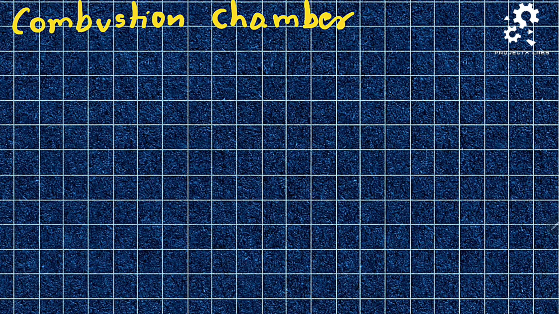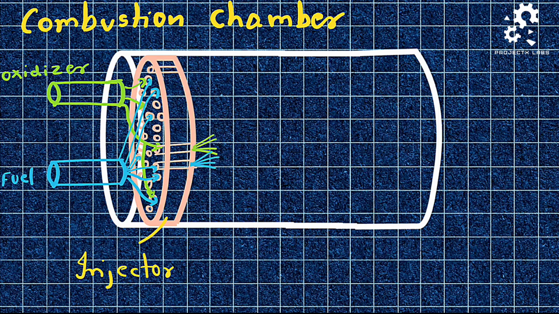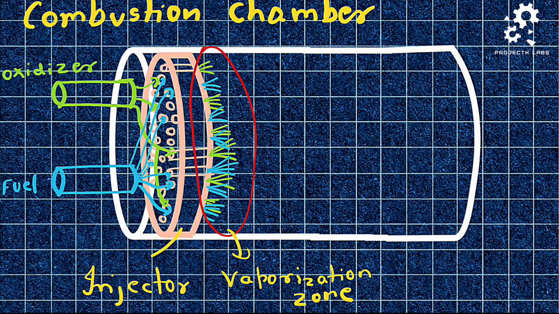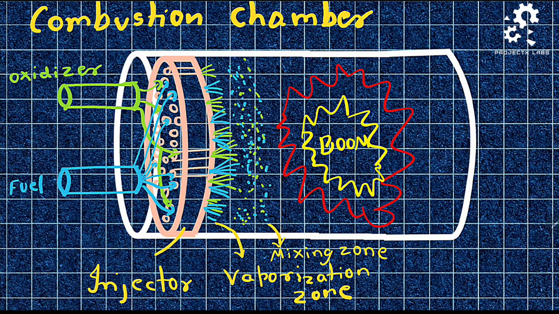What exactly happens inside the combustion chamber? It has an injector with many tiny holes. These holes are connected with oxidizer and fuel manifolds. As the fuel and oxidizer pass through these holes, they get atomized and vaporized. This zone is called the vaporization zone. Moving forward, the vapors get mixed in the mixing zone. After mixing, finally it reaches a certain point where the mixture undergoes combustion, forming the combustion zone. This leads to high pressure products.